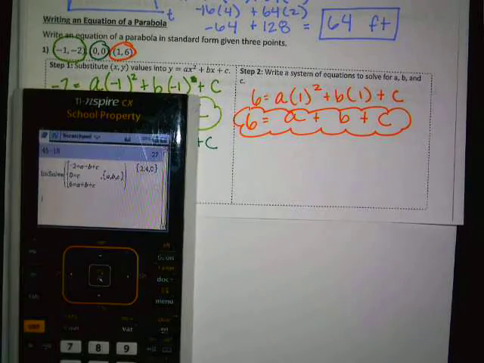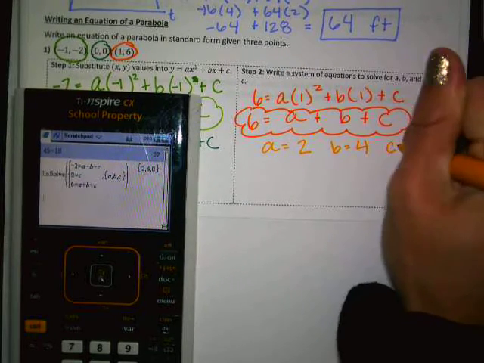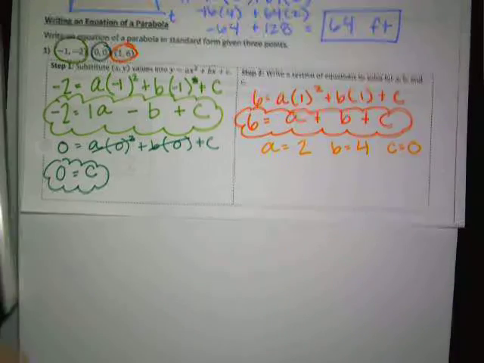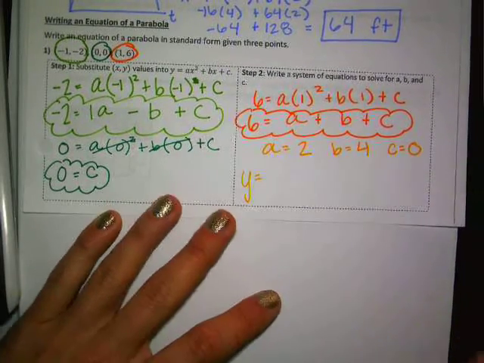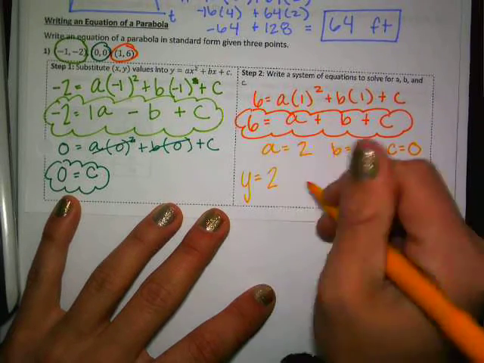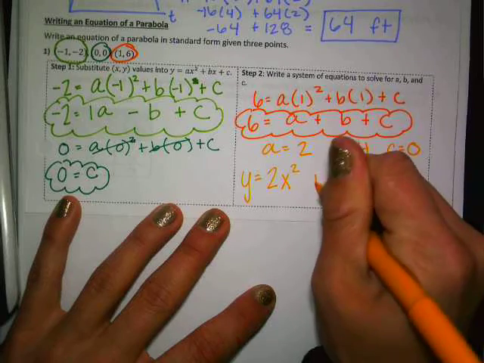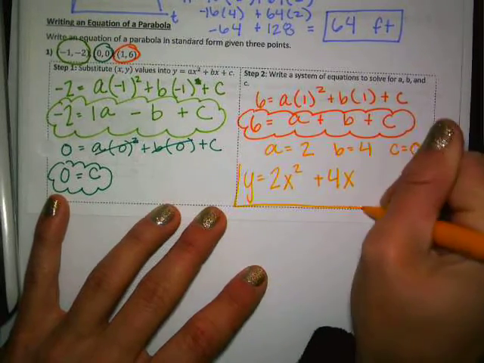So what does A equal? 2. What does B equal? 4. And what does C equal? 0. Okay, so to do the final step where I'm going to write an equation, y equals what? 2x squared plus 4x. And you can put the plus 0, but you don't really need it.